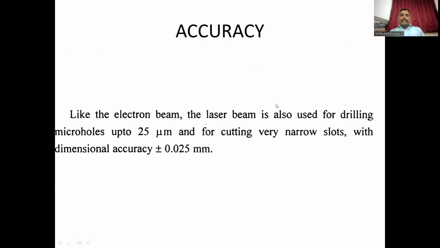Accuracy: like the electron beam, the laser beam is also used for drilling micro holes up to 25 micrometer and for cutting very narrow slots with dimensional accuracy of plus or minus 0.025 mm.